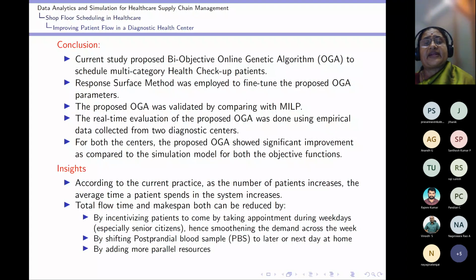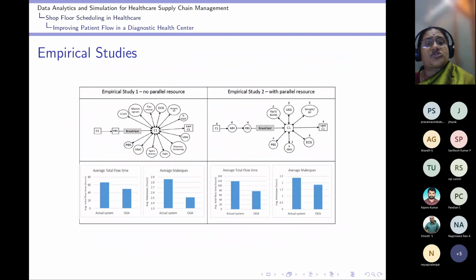According to the current practice, as the number of patients increase, the average time a patient spends in the system increases. So we saw that also. I have not presented that part here, but in the paper you can see that we found that as the number of patients increase, the average time also increases. So one thing that we also simulated and saw is, is there a way I can level out my appointments? What do I mean by that?